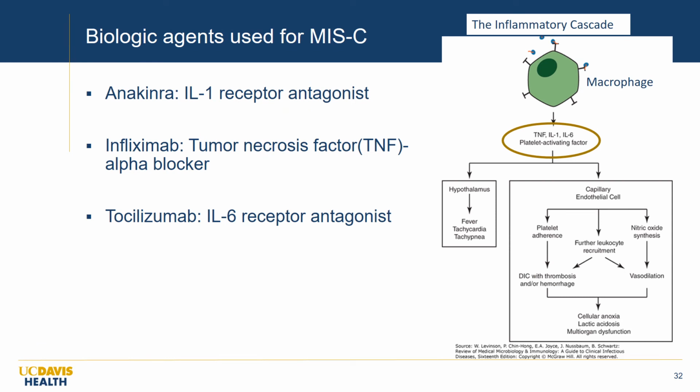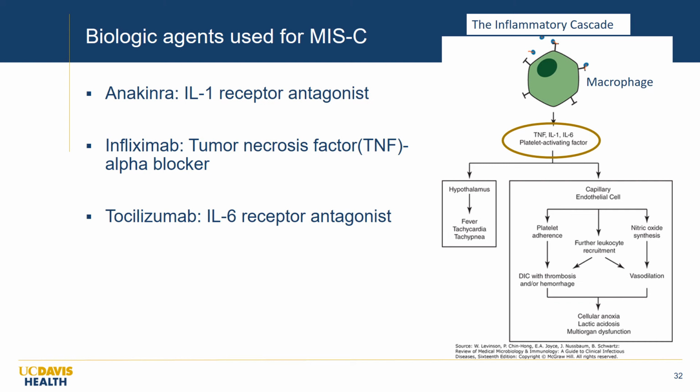There have been other biologic agents that have been discussed and have been used in patients with MIS-C. The one that I think has been discussed the most and that has been used most widely nationwide is anakinra. Anakinra is a very safe, fortunately, IL-1 receptor antagonist. It's a biologic agent. If you look at this caricature of the inflammatory cascade on the right, you can see that macrophages release a lot of these cytokines, including TNF, IL-1, and IL-6, which are all highly pro-inflammatory. And so the biologic agents that we've chosen to treat MIS-C really target these pro-inflammatory cytokines.